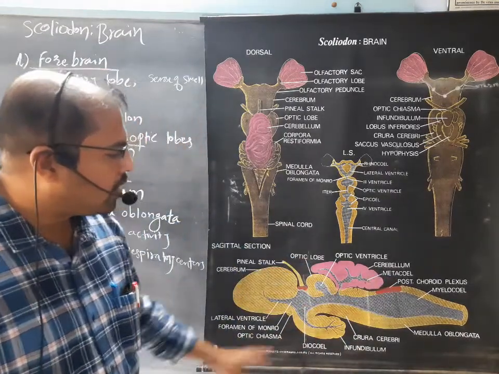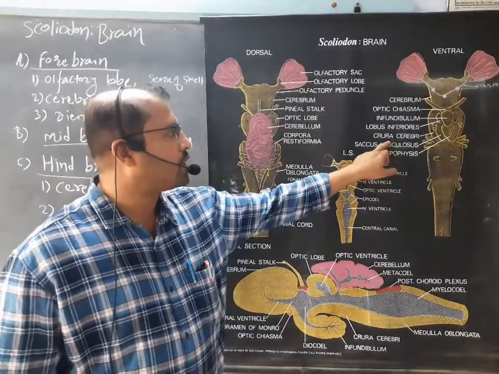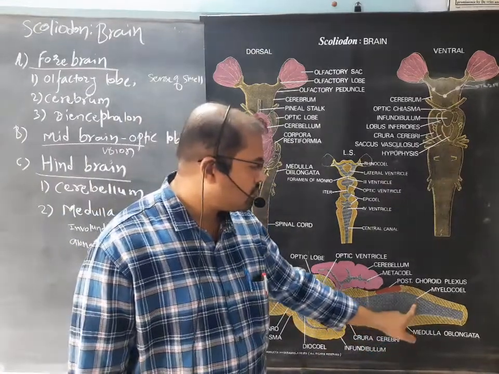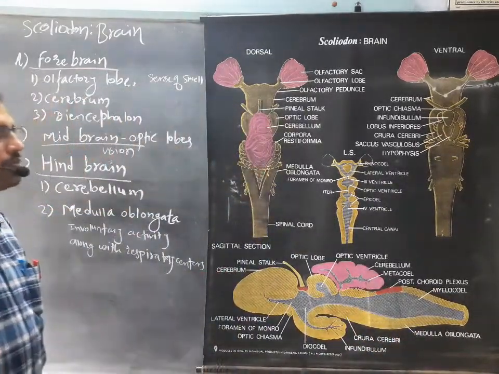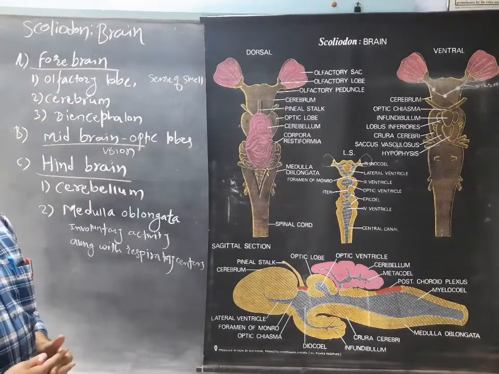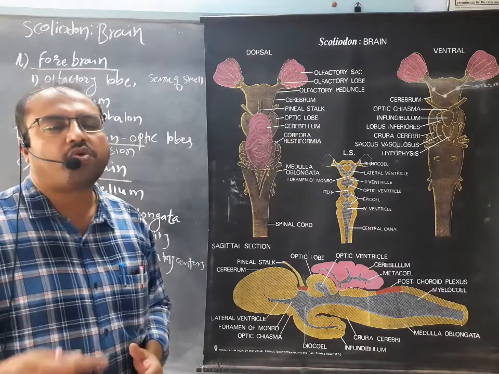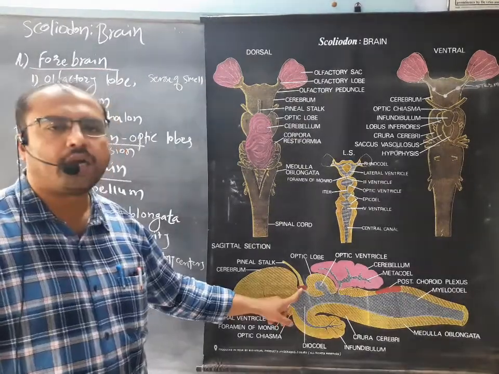Then again this is the crura cerebri, which is seen here, crura cerebri ventrally. Then the myelocoele, so the posterior-most cavity. These kinds of cavities are called the cavities of the brain, which contain the cerebrospinal fluid, and this fluid is secreted by the choroid plexus.